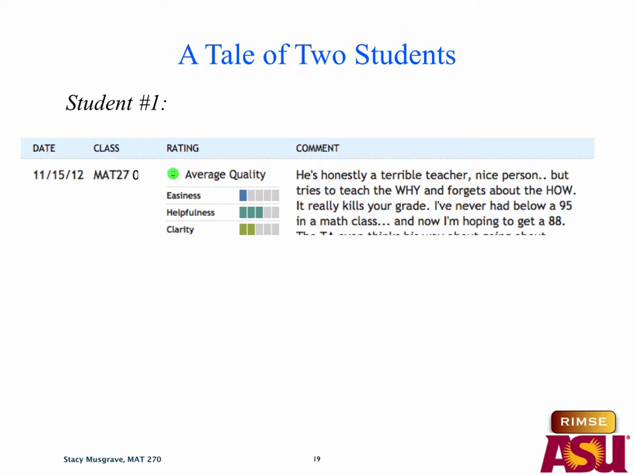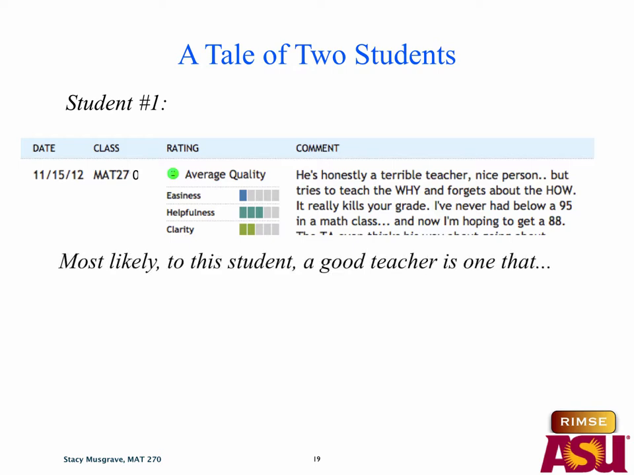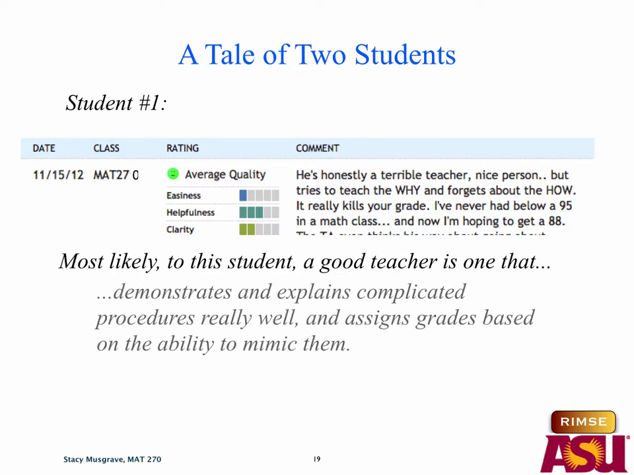So, what do you think this student expected to get out of their calculus class? What do you think their expectations were coming into the class? Yes? Regurgitation method. Yeah, probably, right? That's exactly what I thought too. Most likely this student thought that a good teacher is one that demonstrates and explains complicated procedures really well and assigns grades based on the ability to mimic them.